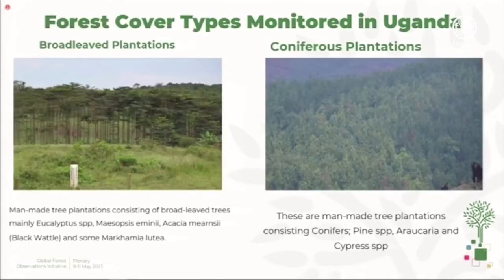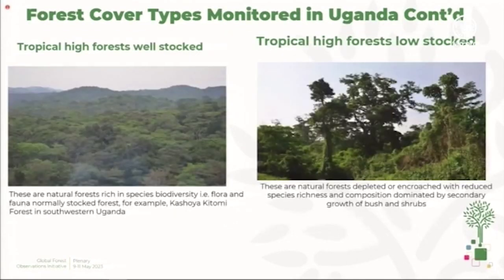So displayed there are forest types we monitor in Uganda. We have the planted or plantation forests. We have the broad-leaved and the coniferous. On the left, it's broad-leaved, and on the right, coniferous. And these are basically just man-made, or, like you hear, planted forests. And the tropical high forests, they are those that are well-stocked and low-stocked, or we could call them degraded, but degraded may not be right, because some of them naturally occur like that. It could not be that they have been degraded, but it's a natural occurrence.